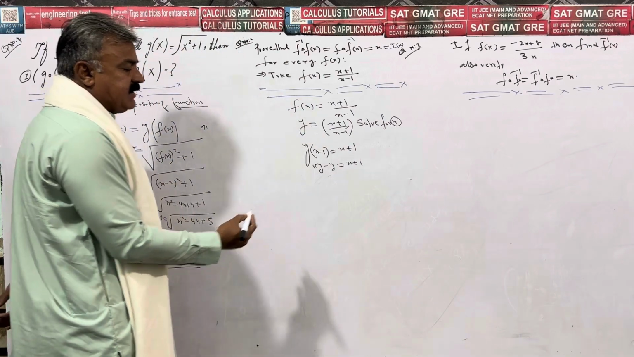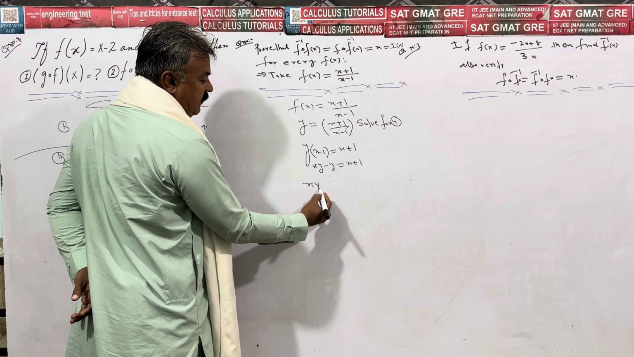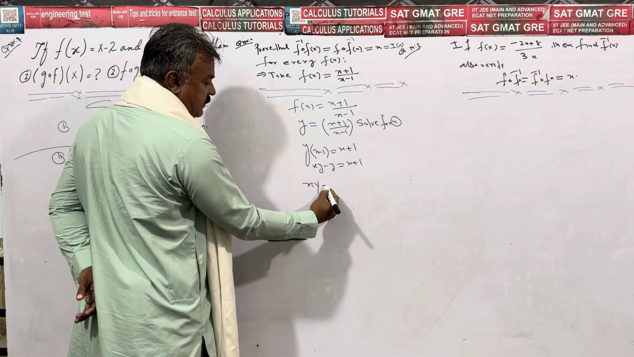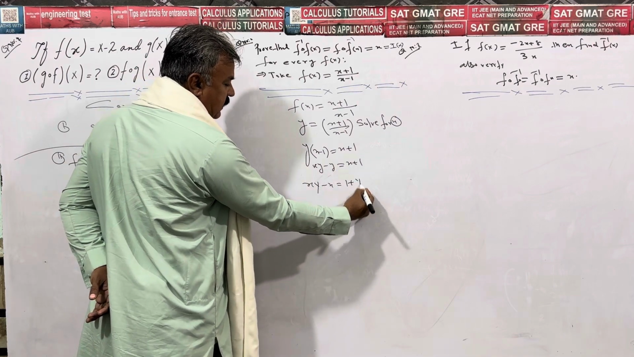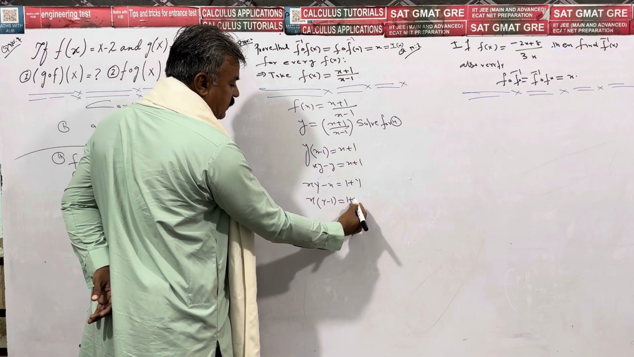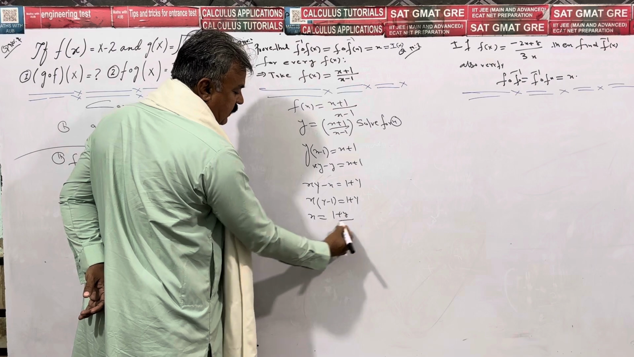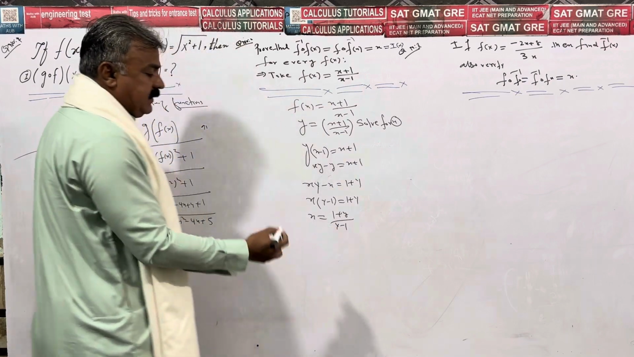We are interested in x, so shift x to one side. I am shifting x to the left hand side: xy minus x is equal to 1 plus y. Taking x common, we have x times y minus 1 is equal to 1 plus y. So x is equal to 1 plus y over y minus 1.